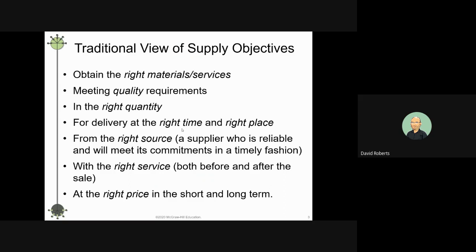We talked about suppliers last week, and the right level of service. So before and after the sale, after-sale service has become a bigger and bigger component of being a supplier. And so toll-free numbers, online chat, things along that line. A lot of times businesses that are heavily service-based, like Questrade, get very high ratings because of their excellent customer service. And of course, price.